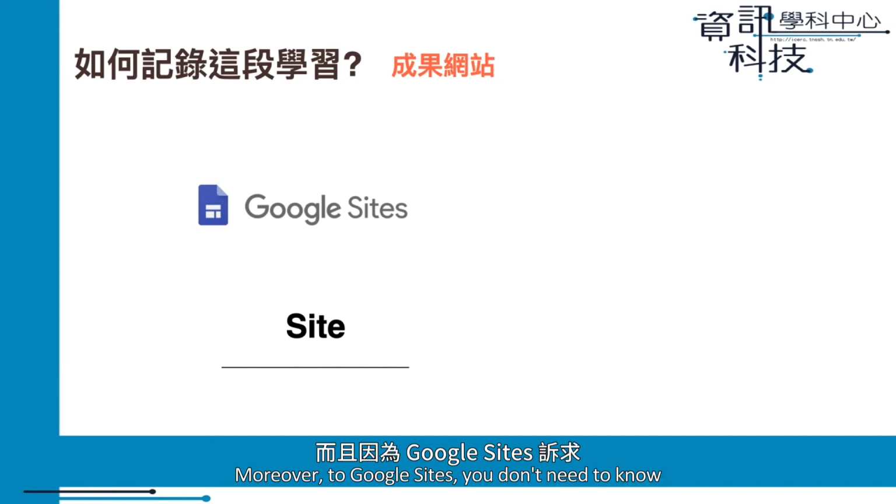Moreover, with Google Sites, you don't need to know a single line of program code, as one only has to edit some data and layout, like editing a document before, to complete a team or classroom web page. Hence, it is ideal for internal website production for people in general.